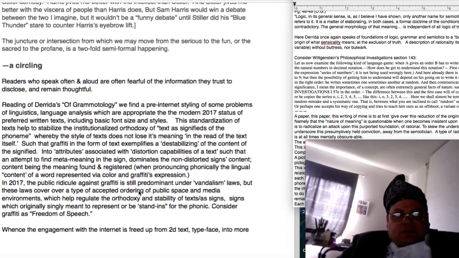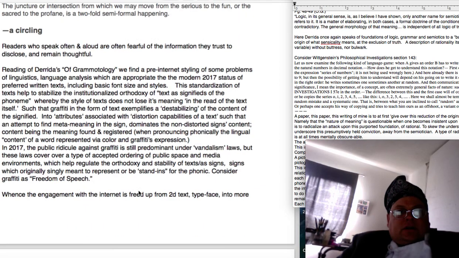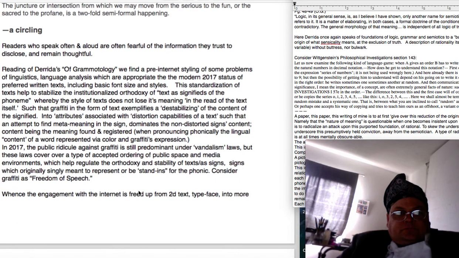The juncture or intersection from which we may move from the serious to the fun, or the sacred to the profane, is a twofold semi-formal happening. A circling. Readers who speak often and aloud are often fearful of the information they trust to disclose and remain thoughtful.